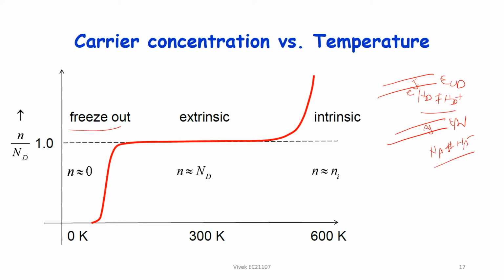In the middle temperature range, they are extrinsic and doping plays a role. But if you again go to high temperature, then kT is so high that your Ni will increase, right? So if Ni is more than the doping, then again it will become intrinsic.